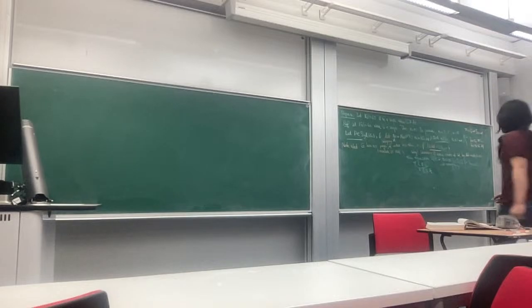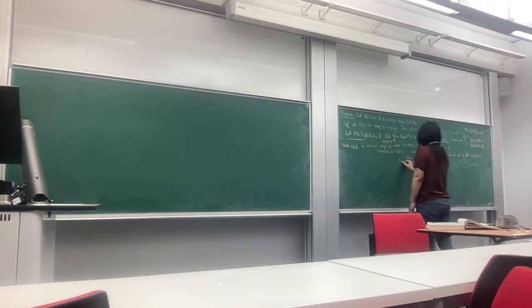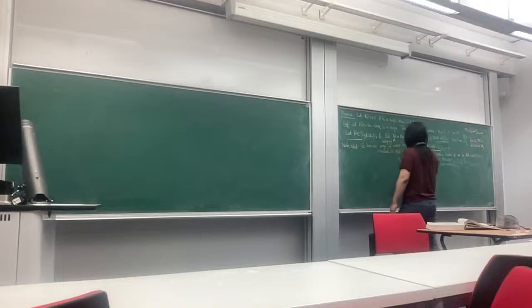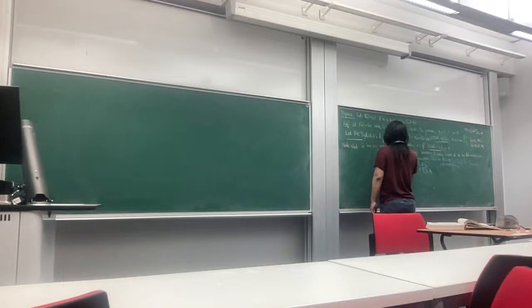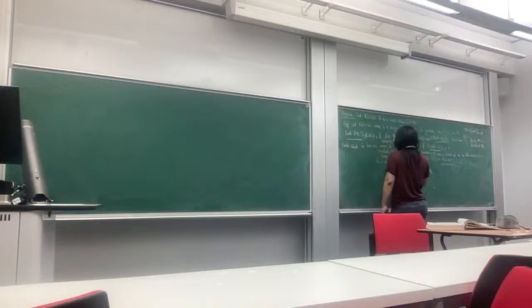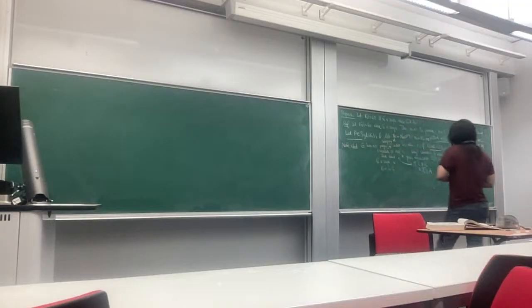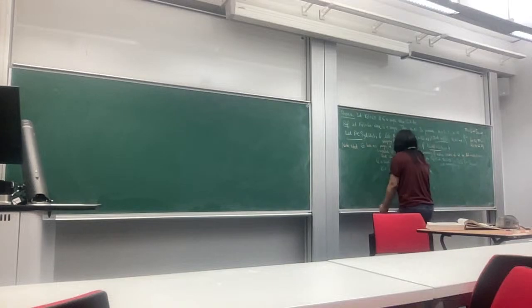Because what did we say? We said that G is simple. So if G is simple, then either K is 1 or G. K is equal to 1 or G.